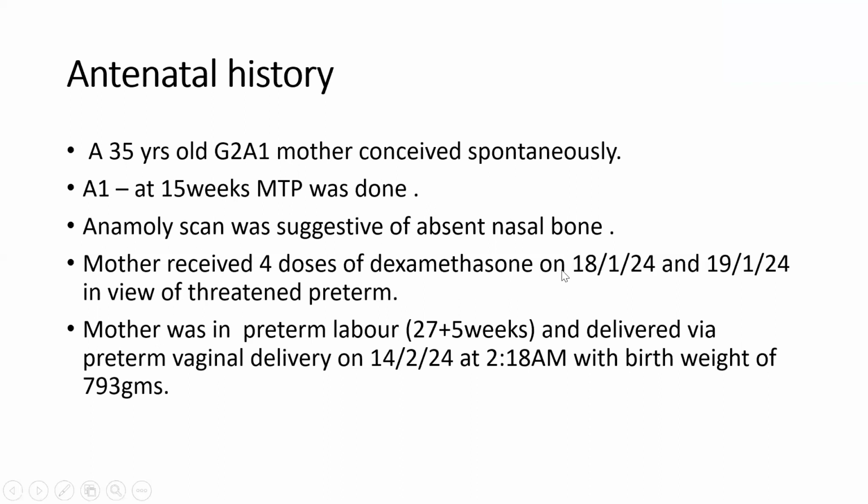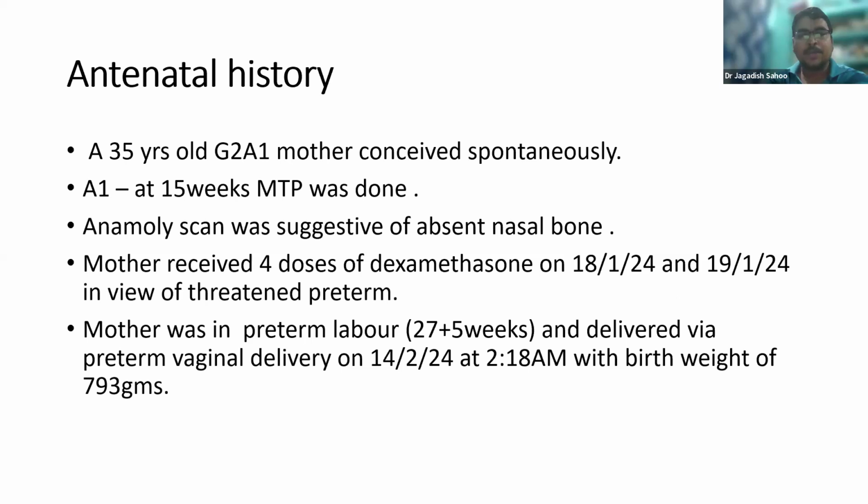So how can I know what the gestational age is? Yes, sir. It was at 23 plus 4 days of gestation. During 23 weeks plus 4 days, the mother came with complaints of pain in the abdomen, and an antenatal scan was done which showed that the cervix and membranes were bulging. In view of threatened preterm, 4 doses of dexamethasone were given at 23 weeks plus 4 days of gestation. Another thing I need to ask: the baby was delivered at 27 plus 5 weeks.